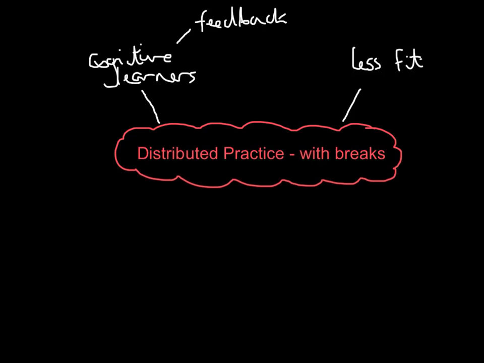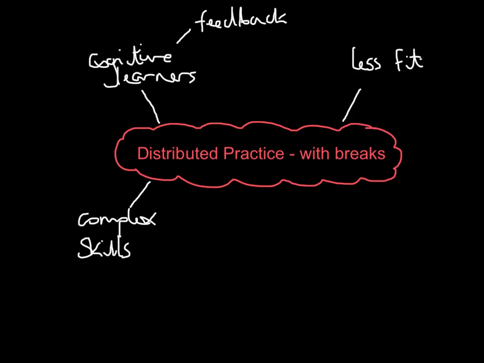Don't get me wrong, you want to improve their fitness and you'll ultimately try and maybe build up to a mass practice session in some circumstances, but what would influence your decision to set up a distributed practice? It would be if their fitness levels are quite low. As you would expect with a cognitive learner, you would expect them to have quite low fitness levels because they're new to the sport.